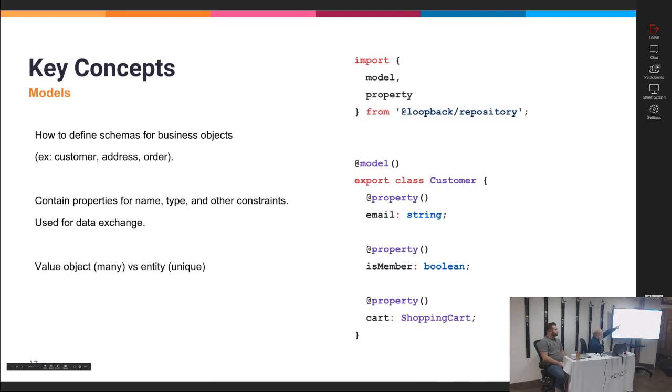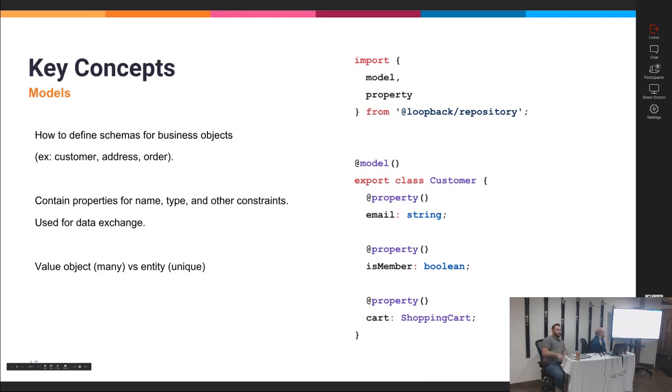Here's a quick example. It's a very simple class, right? It's got a couple properties that have the property decorator, so that the model is aware that these are important properties and that it should know them in the model.